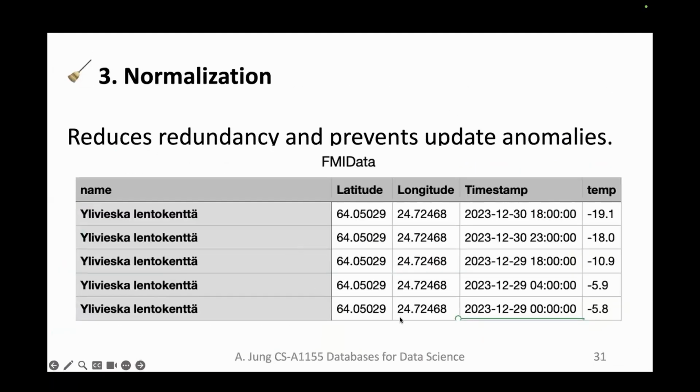So instead of this redundant table, we could have a separate table which only stores the latitude and longitude of each weather station. And here in this table, we only refer to the weather station using its name or some ID. So this will be the core technique to normalize a database, is often to break it into smaller relations that have less redundancy.